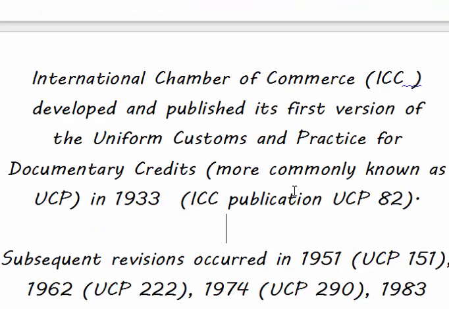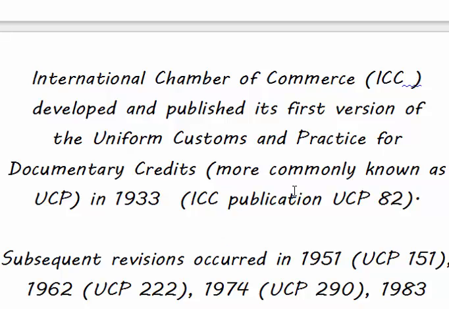The International Chamber of Commerce was established sometime in 1913, and it is a federation, an umbrella organization of all chambers of commerce. They first developed and published the UCPDC, Uniform Customs and Practices for Documentary Credits. Documentary credits had been in existence for a long time, but ICC, which was established in 1913, thought of publishing this Uniform Customs and Practices, a guidance, a rule book, in 1933. The first publication is called publication number 82. It was published in 1933.